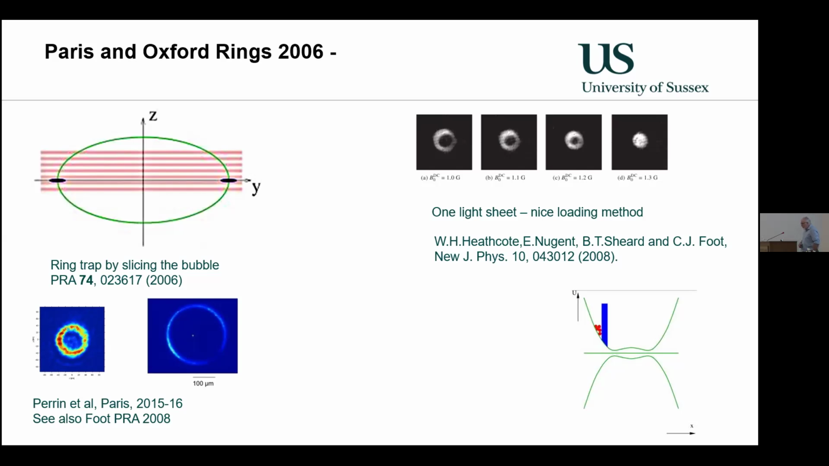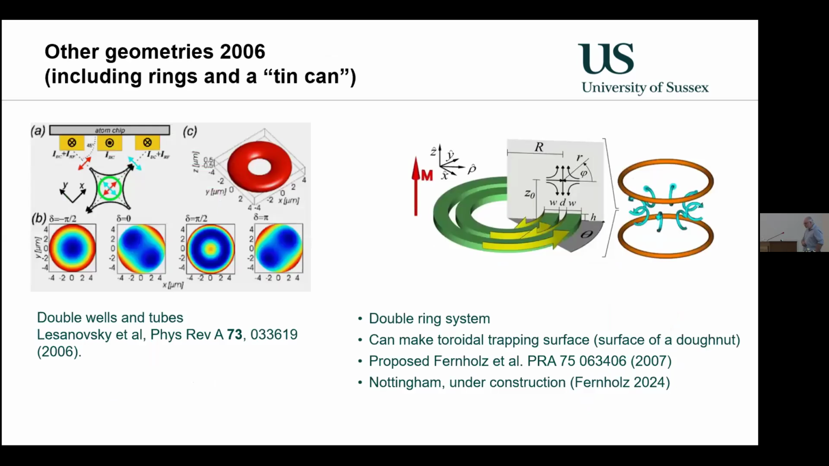This was realized by Chris Foot in his images you see on the right here, and later also done by the same Paris group. Other ways of doing the rings, there was a proposal by Jörg Schmiedmayer's group for a sort of vertical ring like a tire here, but actually it's more like a tin can. I think it's a very long sort of cylinder potential, and that also is of interest by people who are interested in topological things. And then we come to the toroidal surface that I mentioned.